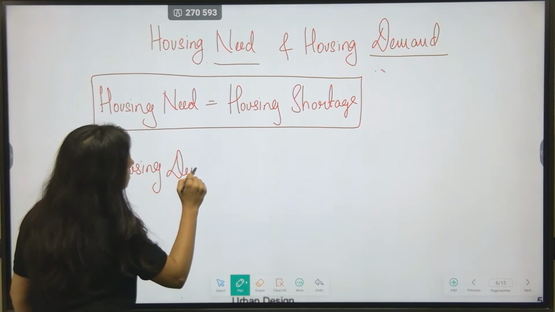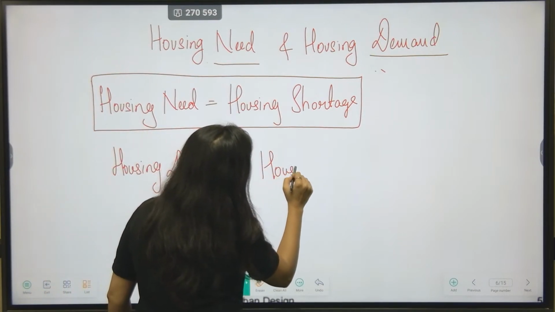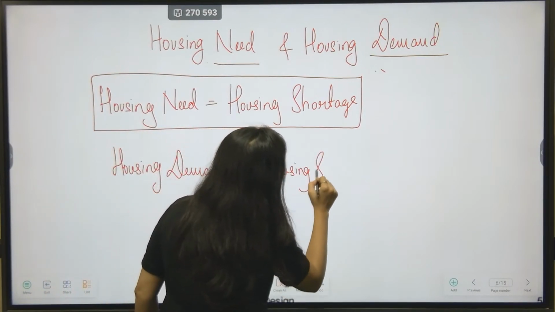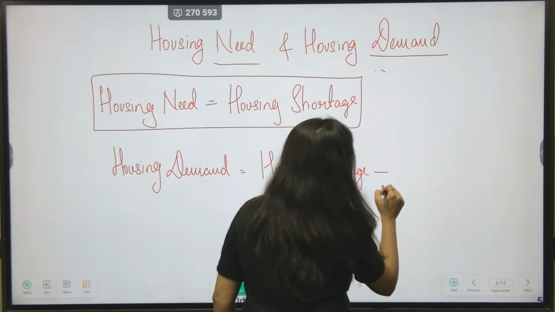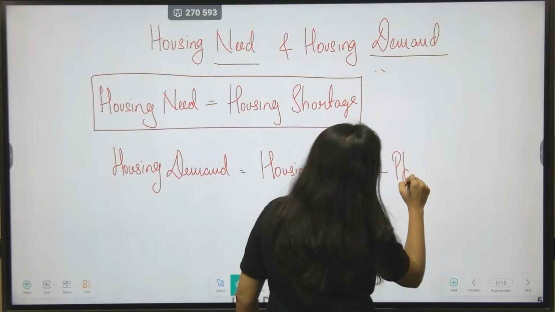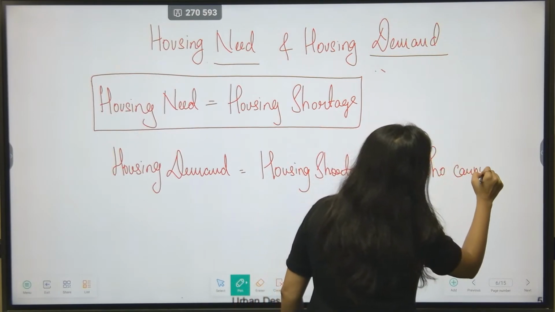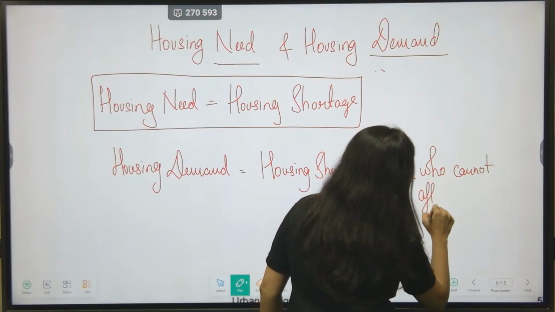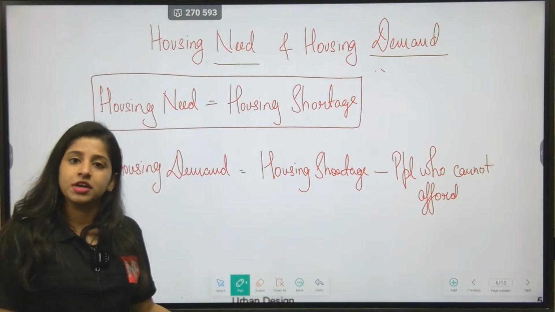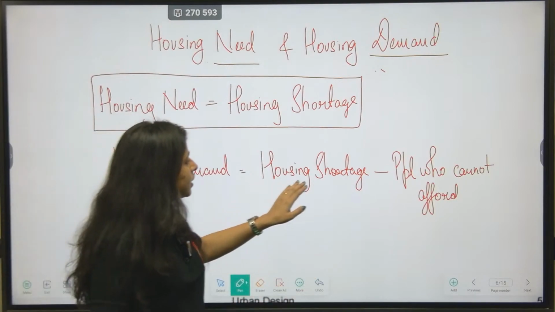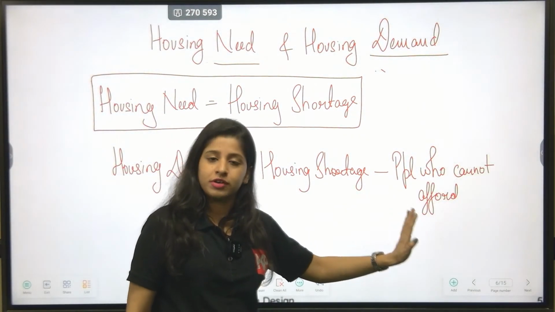Housing demand is housing shortage minus people who cannot afford. So what did I tell you? Demand will only be generated by people who are able to pay. So basically from housing shortage, we are subtracting the people who cannot pay or cannot afford.